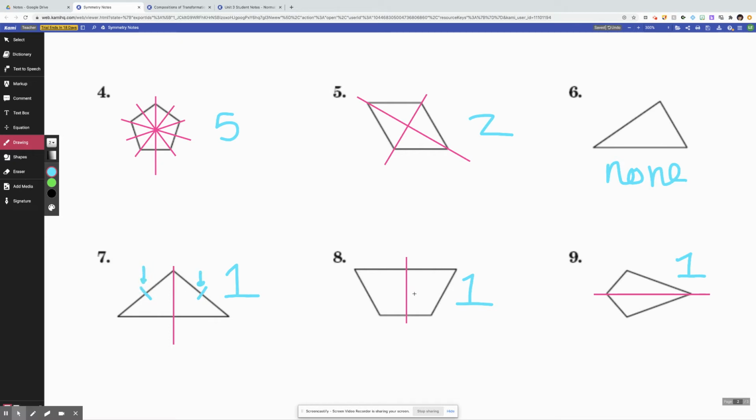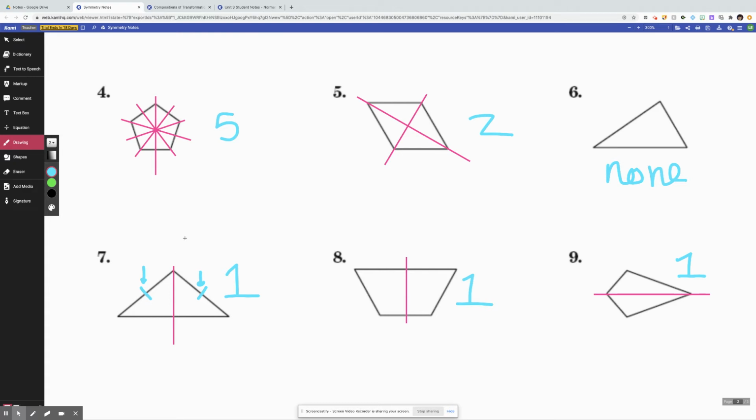For number 8, the 8th one you see here, this is an isosceles trapezoid. Same thing. I can't cut this off in the middle horizontally. I can't do any diagonal lines, but I can cut it vertically straight down the middle. And then number 9 is called a kite. That's actually the mathematical term for it. It looks like a kite that you fly in the sky. We call it a kite. Okay, and there's only 1 line of symmetry straight down the middle there.